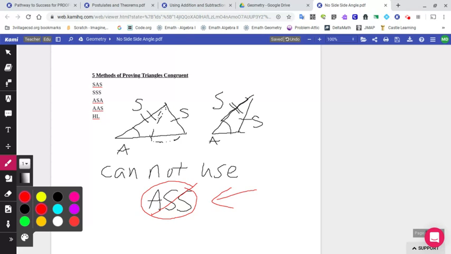This is something called the ambiguous case, where you've got an angle and two sides congruent to an angle and two sides, but you can form two completely different triangles from them. You'll learn more about that in Algebra 2 when you do a little bit more trig. But for now, do not try and use angle, side, side. So that's that.